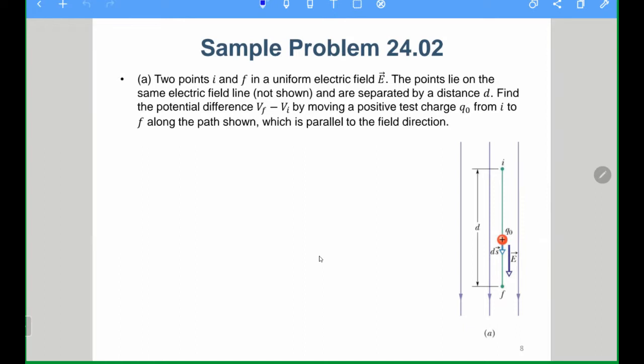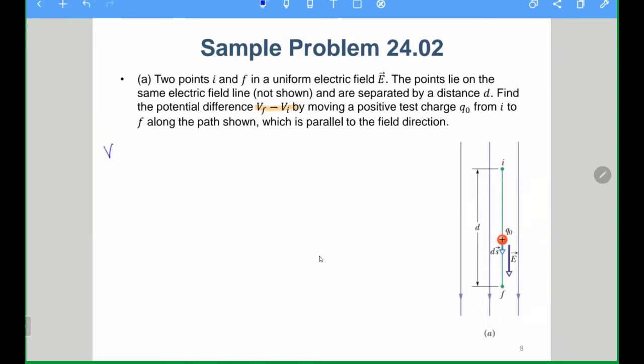Okay, so in this problem, we will imagine there will be two paths. One is this one, and we'll have another one in part B, with the same initial and final points. Then we will just verify that the potential difference isn't really related to the path itself. It's only related to the initial and final points. Okay, so here we try to calculate VF minus VI as requested by the question.